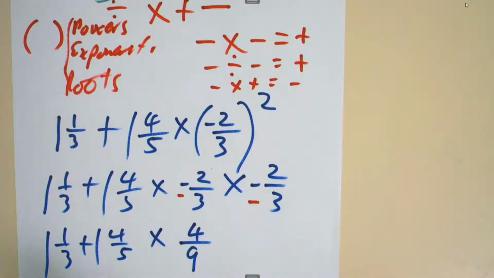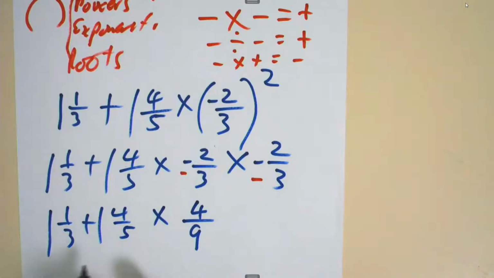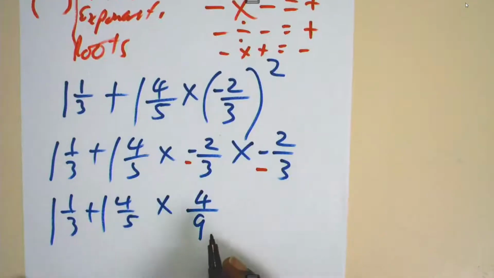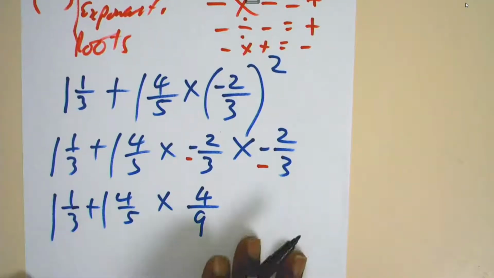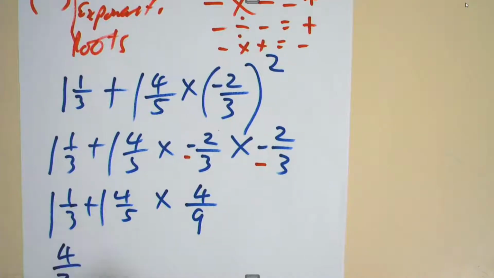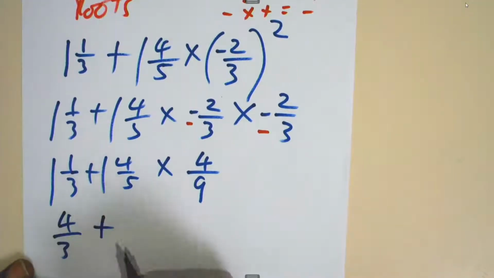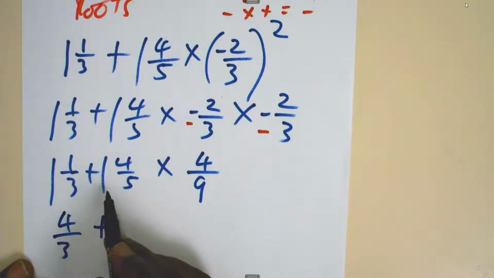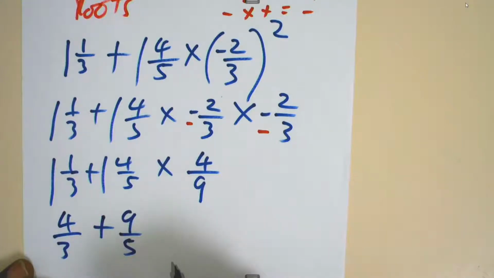Now, it's still the same number, but it's easier to work in the same format, where we'll change this from mixed numbers to improper fractions. What we normally do is 3 multiplied by 1, plus 1, it's 4/3. Same thing here, 5 multiplied by 1, plus 4 is 9/5, multiplied by 4/9.